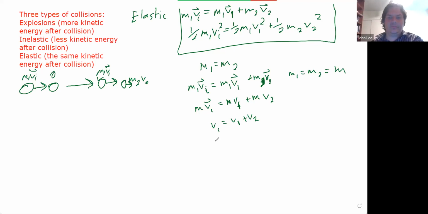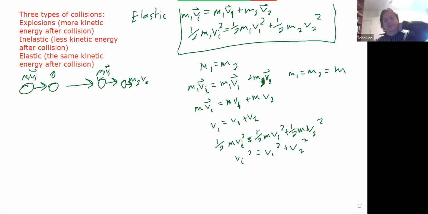And then 1/2 M V1 squared, V initial squared is equal to 1/2 M V1 squared plus 1/2 M V2 squared. So V initial squared is equal to V1 squared plus V2 squared. So the only case where this can happen is if one of these, V1 or V2, equals 0 and the other one equals V1, V initial.